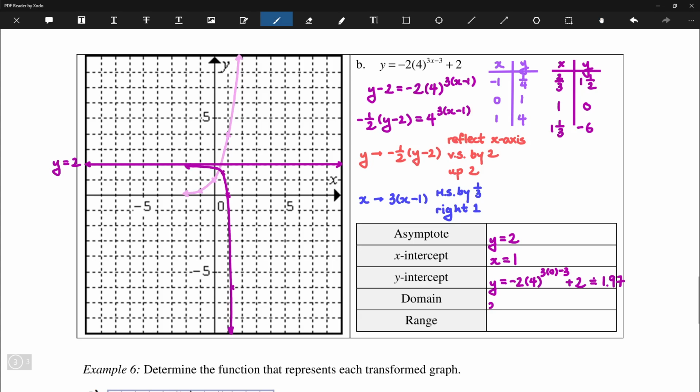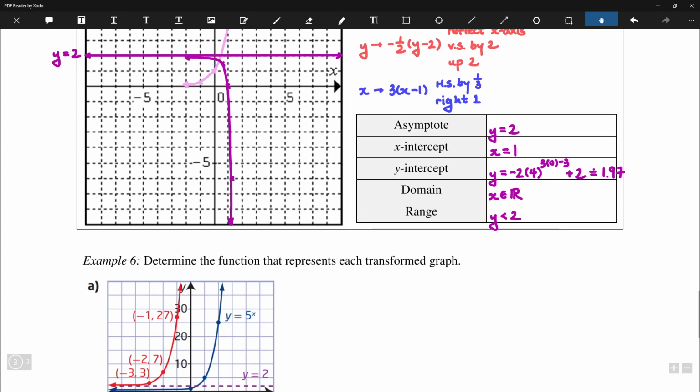The domain and the range, so the domain is going to be x is an element of the real numbers, just as usual, for an exponential function. And then the range is going to be y is less than 2. Okay. It's one of the first examples that we have where the exponential function is reflected upside down. So the range is going to be slightly different.